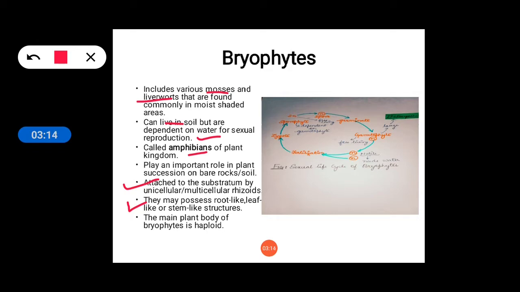The main plant body of bryophytes is haploid, that is, n type. And this is the sexual life cycle of bryophytes. Go through it. Before that, I will say something about the process of sexual reproduction in the next slide.